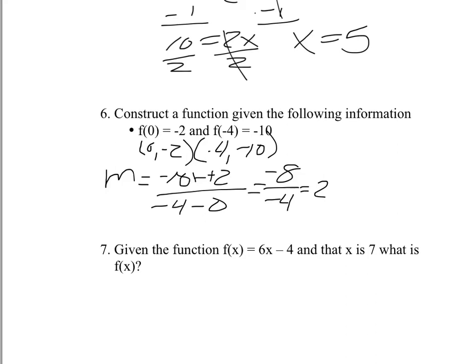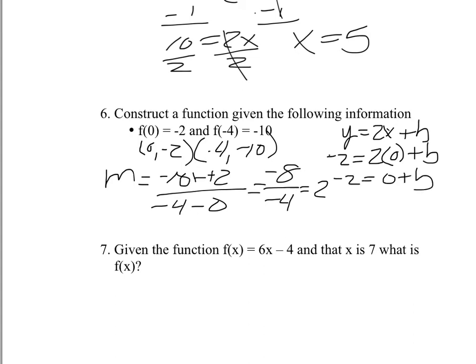Now that I have my slope of positive 2, I'm going to go ahead and find b. So y equals 2x plus b. If you have a 0, always pick the one with the 0. It makes your life a little bit easier. So negative 2 equals 2 times 0 plus b. Negative 2 equals 0 plus b. So negative 2 equals b.